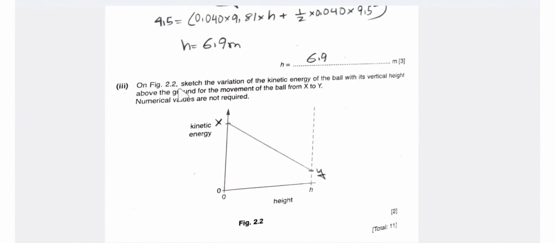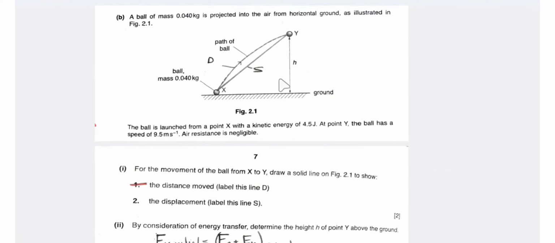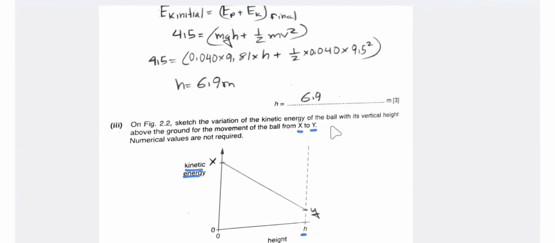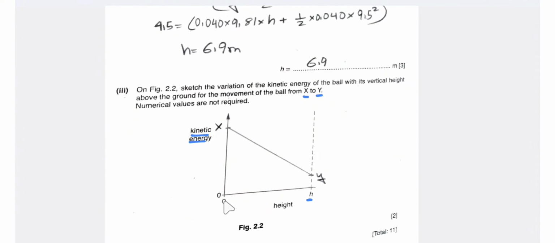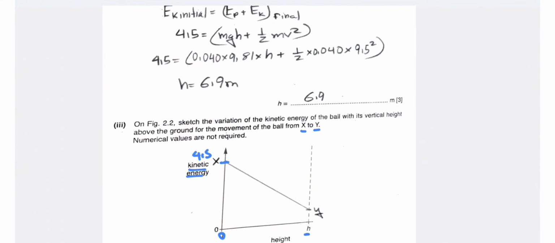So for part 3, on figure 2.2, sketch the variation of kinetic energy of the ball with its vertical height above the ground for the movement of the ball from x to y. So basically we need to draw the kinetic energy against height graph from point x to point y. At point x the vertical height is 0 and it has a kinetic energy of 4.5 joules.